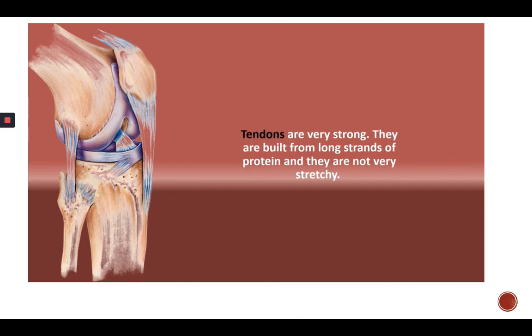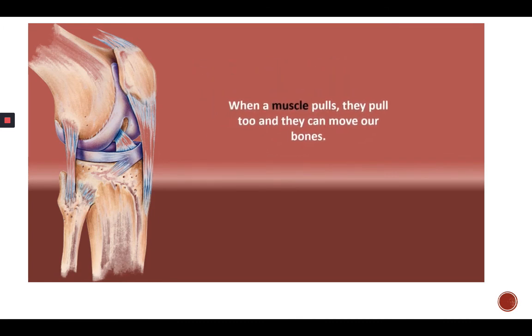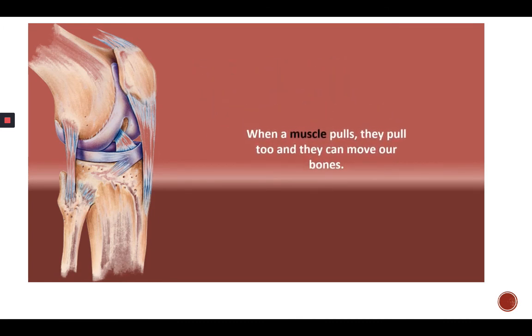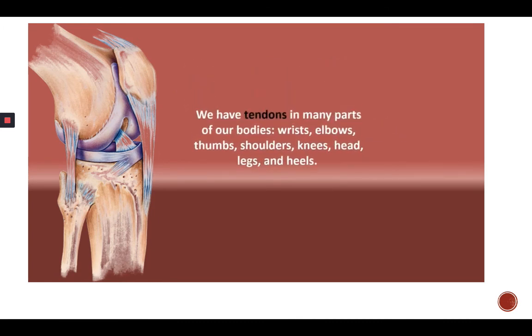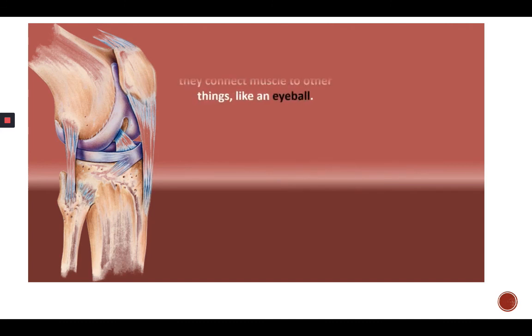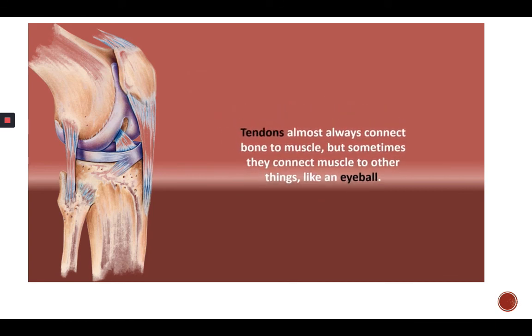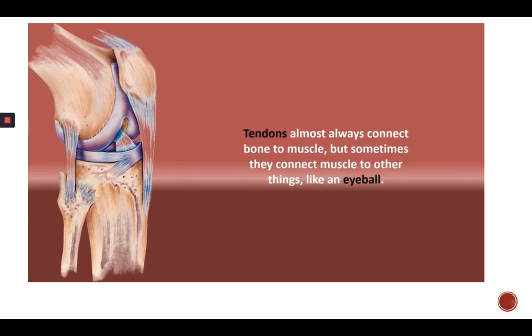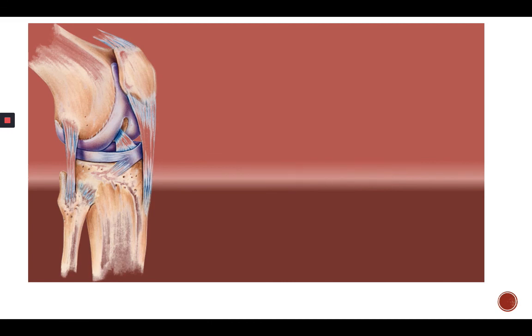Tendons are very strong. They're built from long strands of protein and they're not very stretchy. When a muscle pulls, they pull too and they can move our bones. We have tendons in many parts of our bodies: wrist, elbows, thumb, shoulder, knees, head, legs, and heels. And tendons almost always connect bone to muscle, but sometimes they connect muscle to other things like an eyeball.